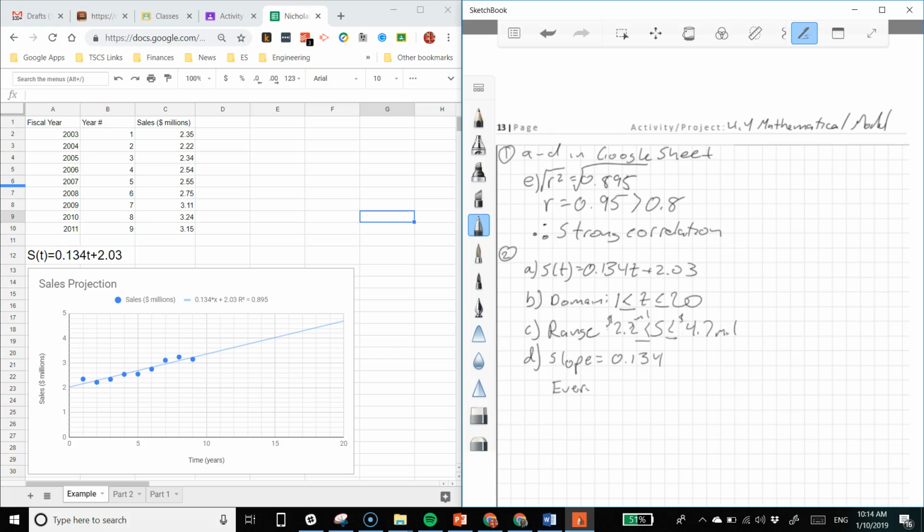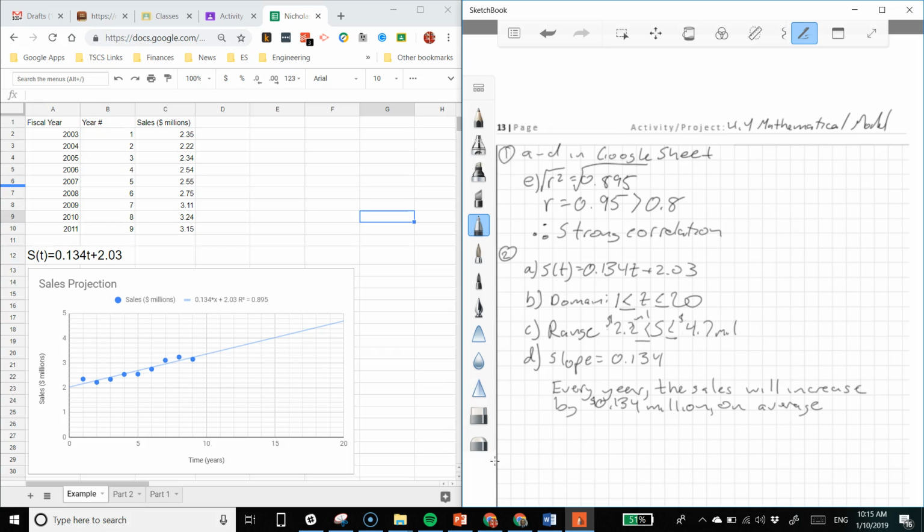every year the sales increase by 0.134 million dollars. And just to make this totally correct, I'm going to say at the end, on average. Or you could say generally, because we know that for each year it doesn't exactly happen that way, but that's what the trend line shows. But on average, this is how it increases.